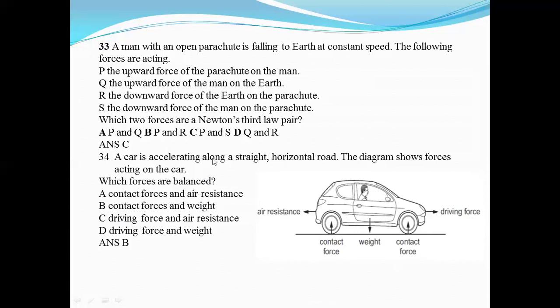It is mentioned the car is accelerating, meaning that driving force is greater than air resistance. Driving force and air resistance, they are not balanced. Driving force is greater as compared to the air resistance. According to the question, the car is accelerating. So what is left? The vertical forces. We have two upward contact forces and one the weight. The correct answer is B, contact forces and the weight.